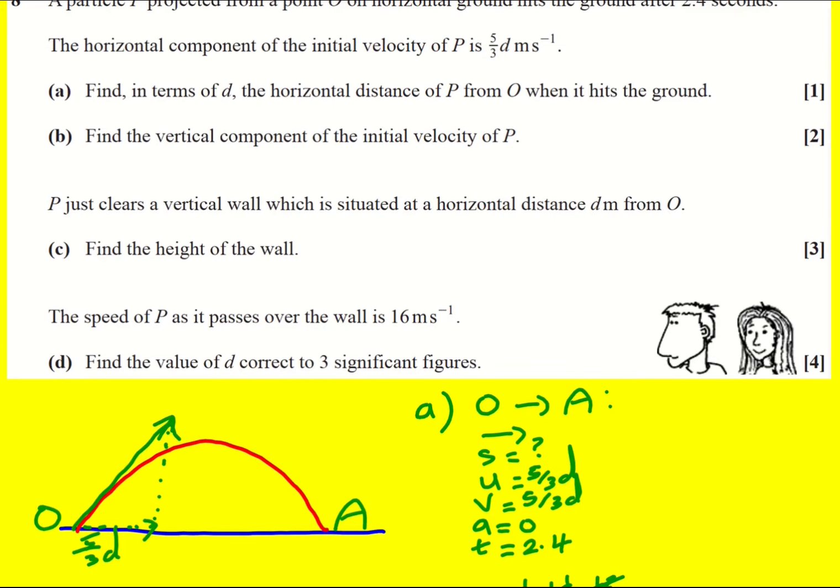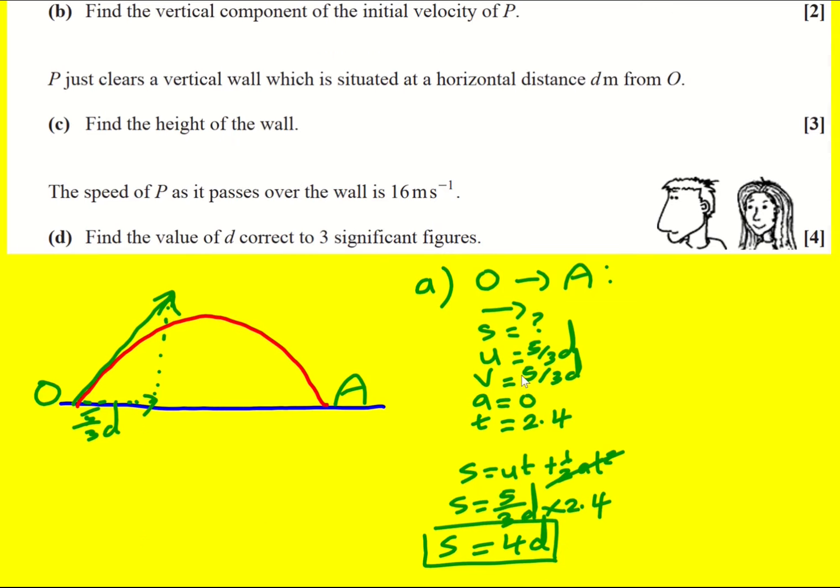The second part asks us to find the vertical component of the initial velocity of P. So I'm still going to be going from O to A because that is where I've got most information. But this time s is actually going to be 0. The vertical displacement is 0 because I've gone all the way up and back down. u is what I want to find. a is minus 9.8 because I'm applying suvat up, and t is 2.4.